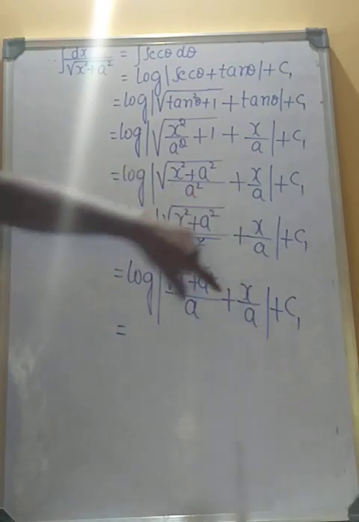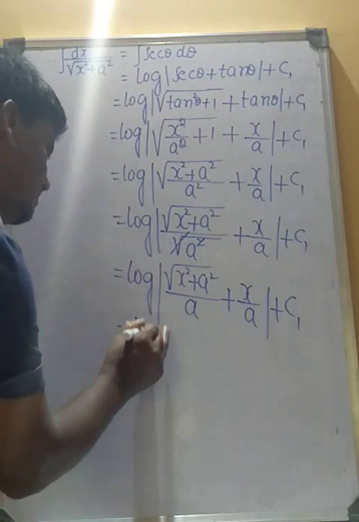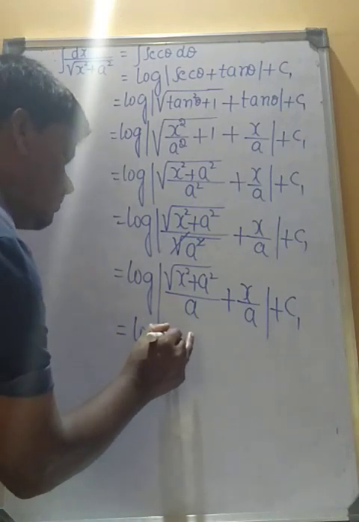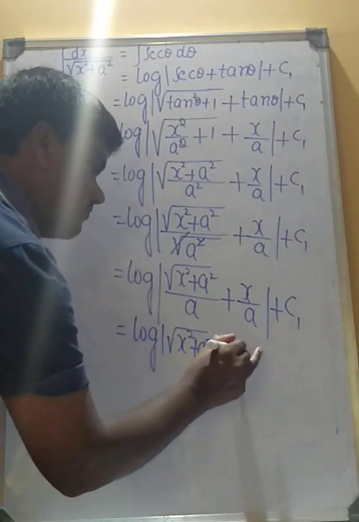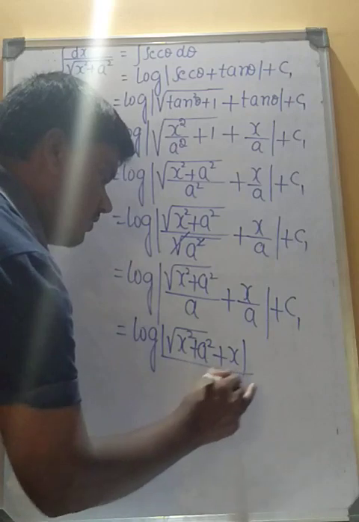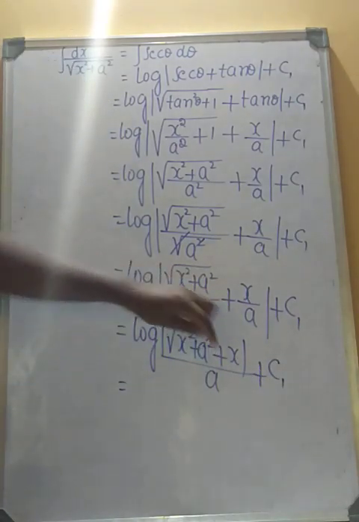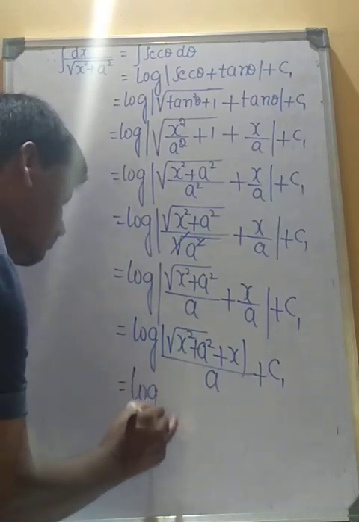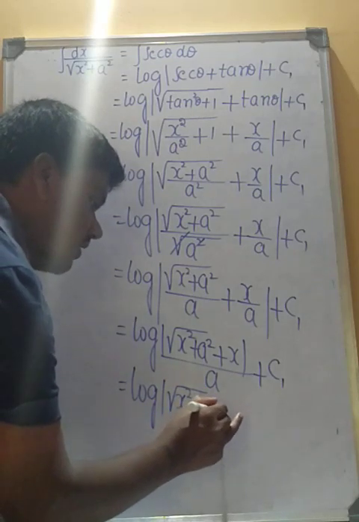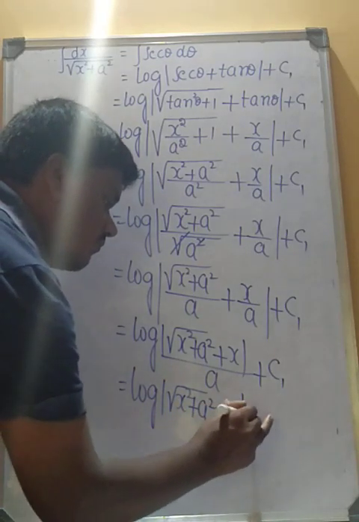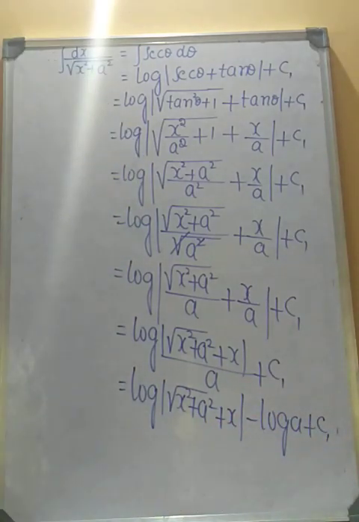Add these two terms. Here the denominators are equal, so add the numerators. That is log of mod root of x square plus a square plus x, dividing by a, plus c1. You know log of a by b is log a minus log b, so that is log of mod root of x square plus a square plus x, minus log a, plus c1.